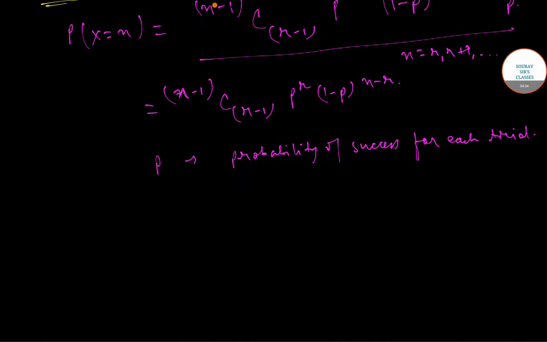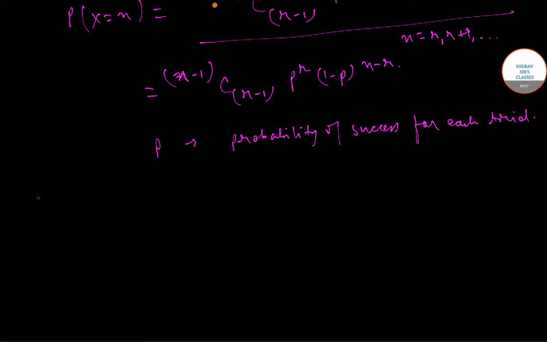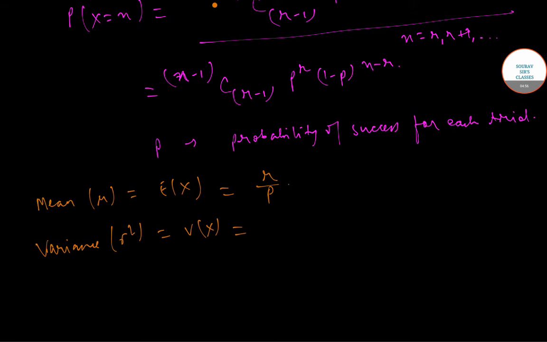Now, looking at the mean and variance, so mean, which is mu is equal to expectation x, is given by r by p, whereas variance, that is sigma square, is equal to V of x, is given by r into 1 minus p by p square. Now q is equal to 1 minus p, so variance becomes rq by p square.